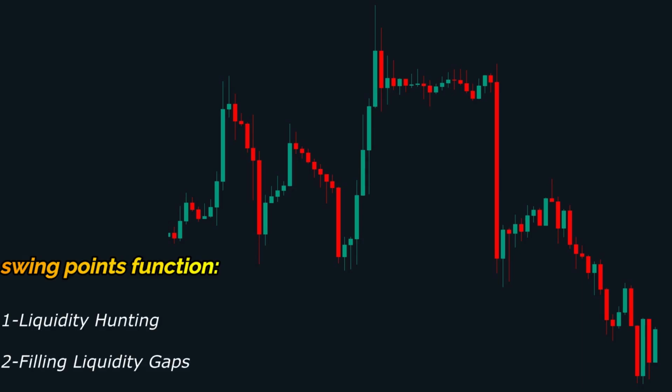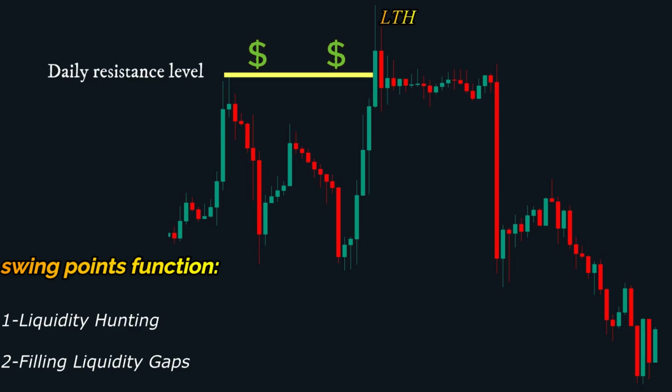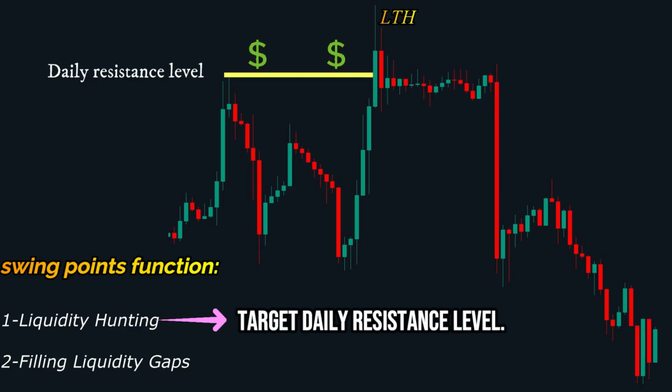The main goal of the market is to identify and capture areas where liquidity is concentrated. High liquidity areas are typically found around support and resistance levels, key price levels, and zones where stop loss orders and pending orders accumulate. Long-term highs and lows can be seen as liquidity hunting, where the price breaks through previous daily support and resistance levels, creates a new long-term point, and sweeps liquidity.